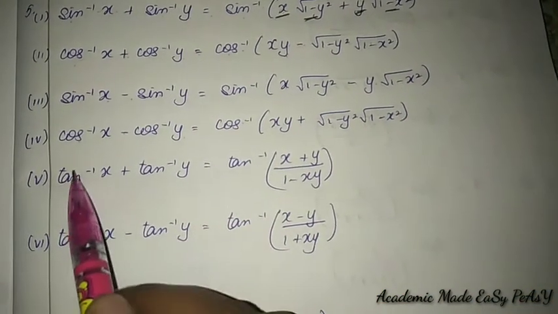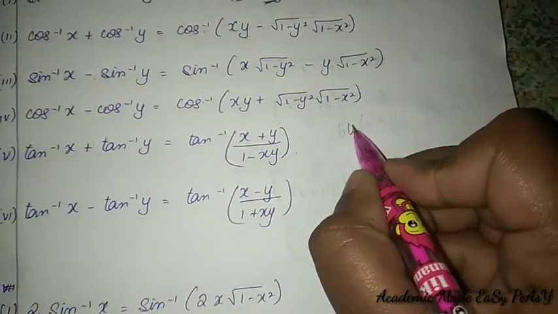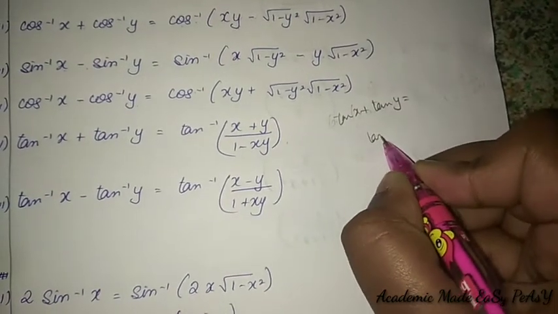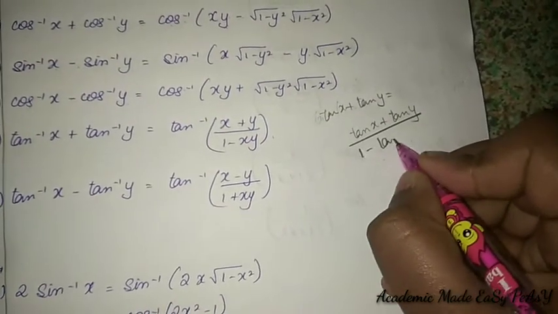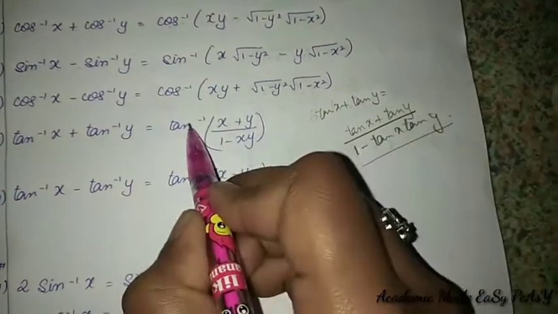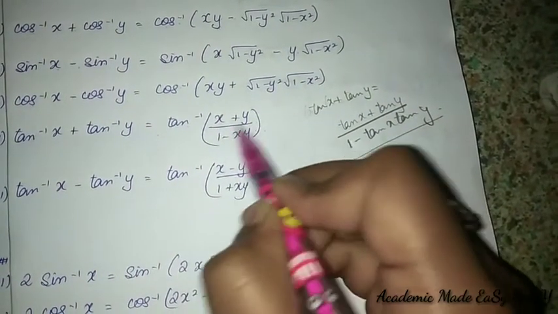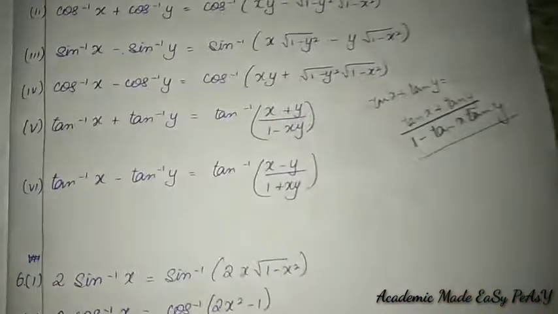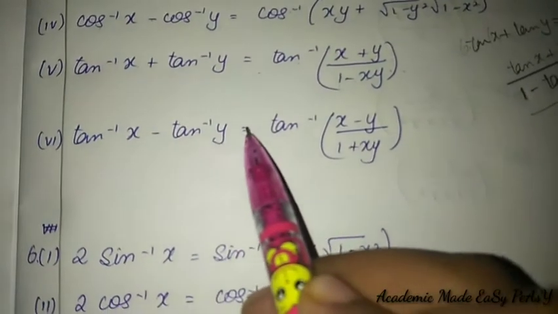So next we will move on to tan inverse x plus tan inverse y. We have already learned tan of (x plus y) is equal to tan x plus tan y divided by 1 minus tan x into tan y, isn't it? In 11th standard, the same thing, only tan inverse is taken out. Tan inverse is taken out and it is x plus y divided by 1 minus x into y. Only this is different.